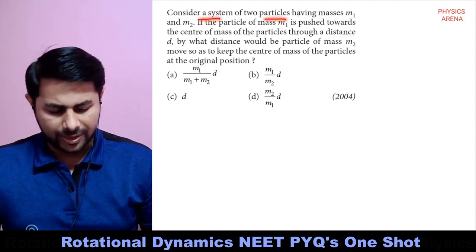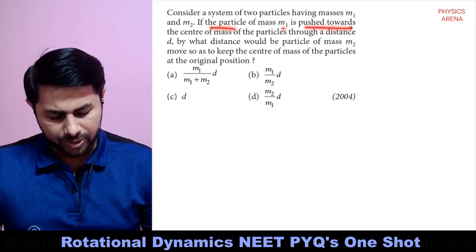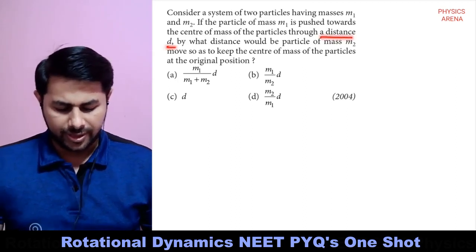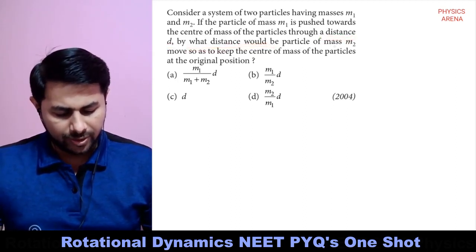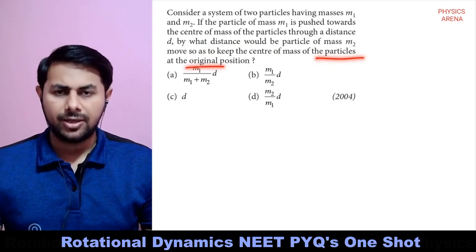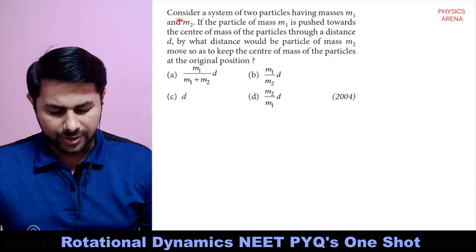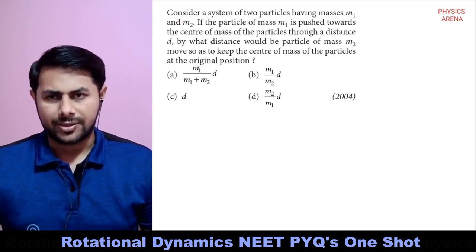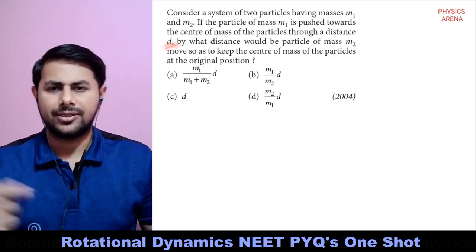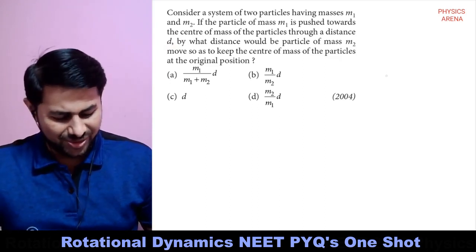Consider a system of two particles having masses m1 and m2. If the particle of mass m1 is pushed towards the center of mass of the particles through a distance d, by what distance should the particle of mass m2 move so as to keep the center of mass of the particles at the original position? This is a simple question. We have a system of two particles. The first particle is moved by distance d. By what distance should you move the second particle?